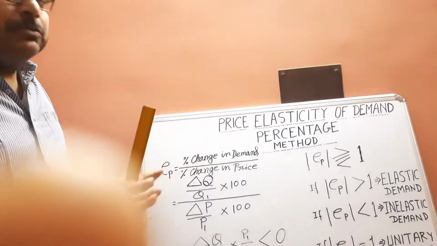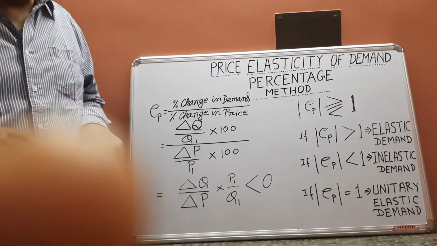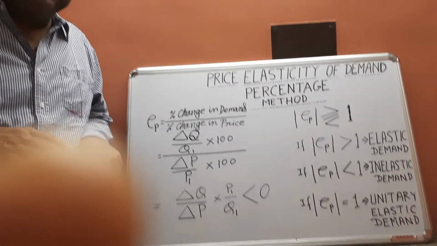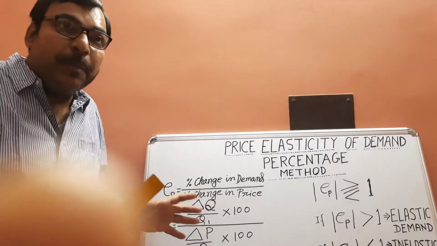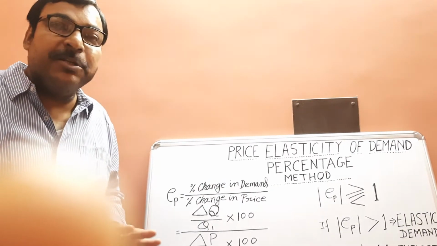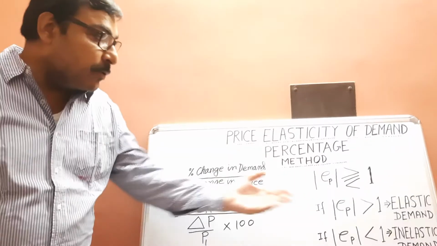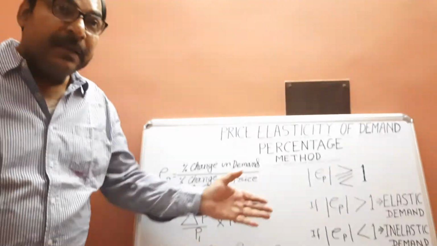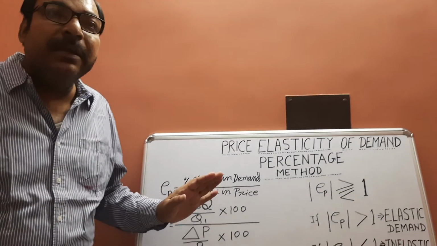This is all about the percentage method of price elasticity of demand. In the next class, we will work out many problems related to price elasticity of demand, and after that we will give a statement about the elasticity. I think then it will be absolutely clear.